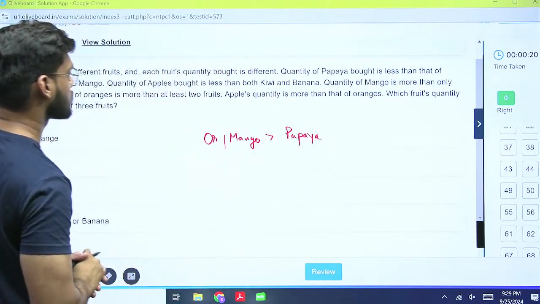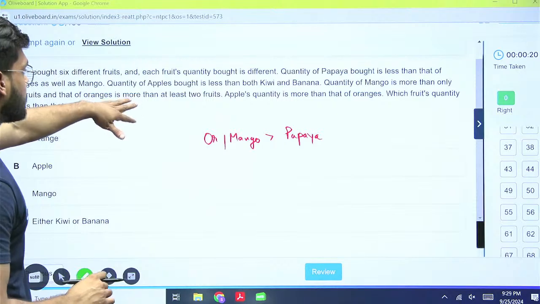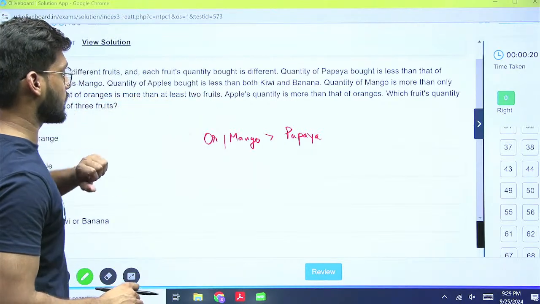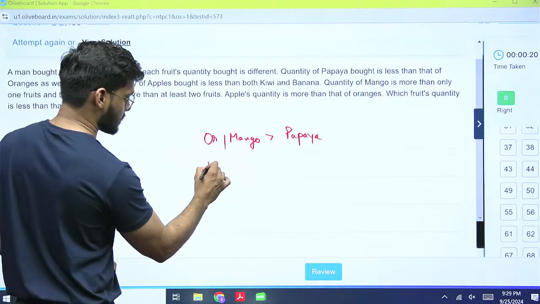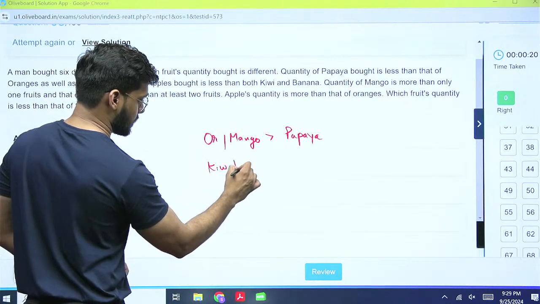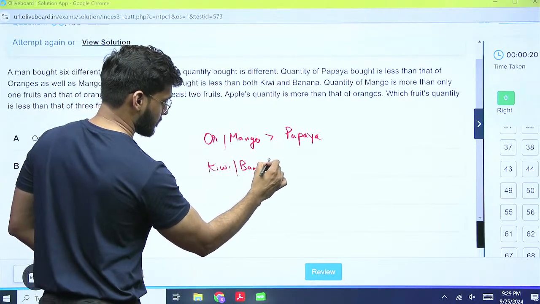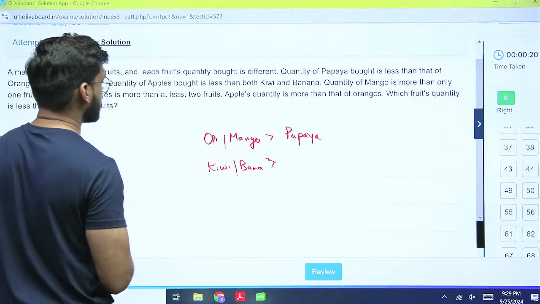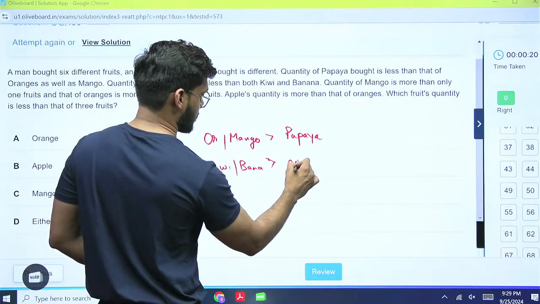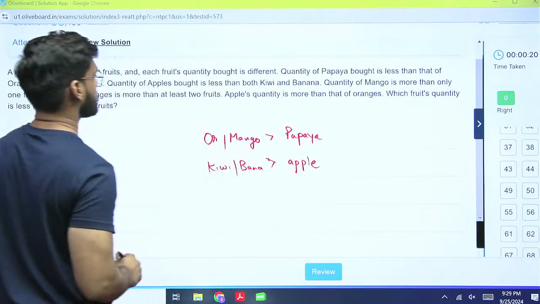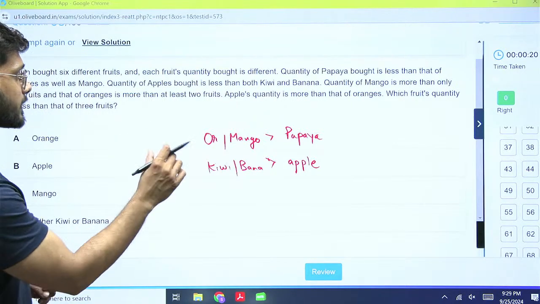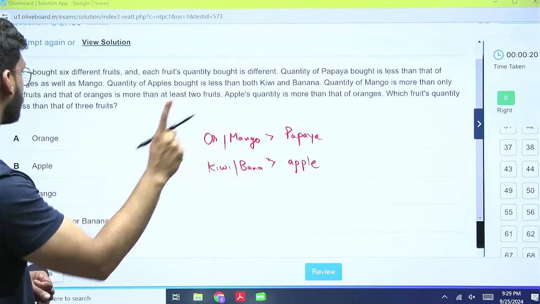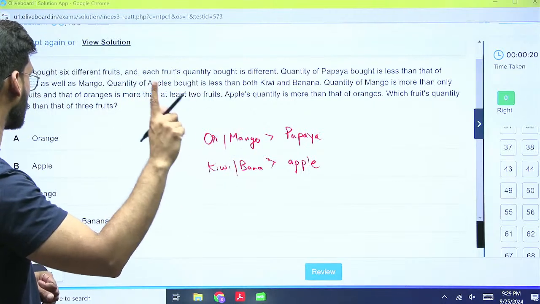Right? Quantity of apple bought is less than both kiwi and banana. Quantity of apple is less than kiwi and banana. Kiwi, banana is having greater quantity than apple. Quantity of mango is more than only one fruit. Quantity of mango is only more than one fruit.